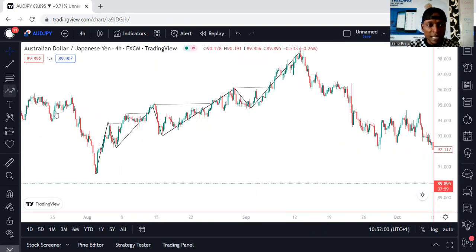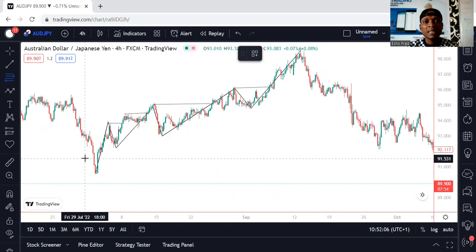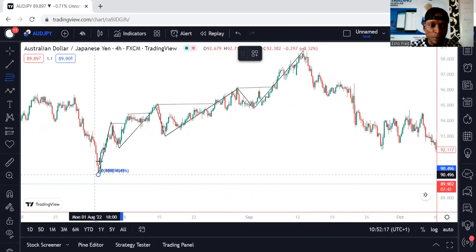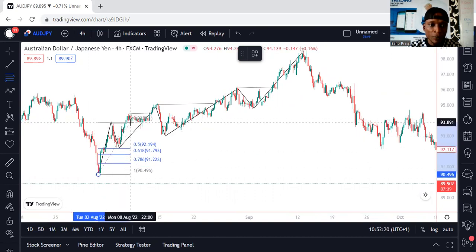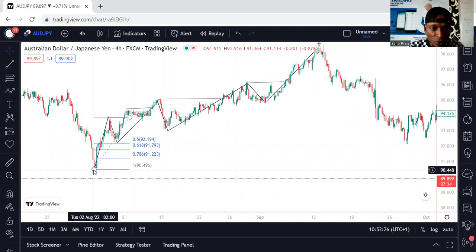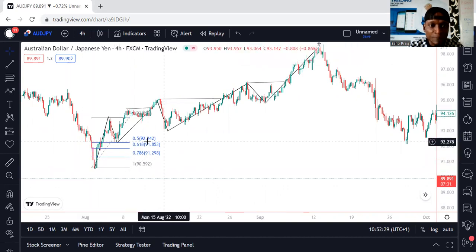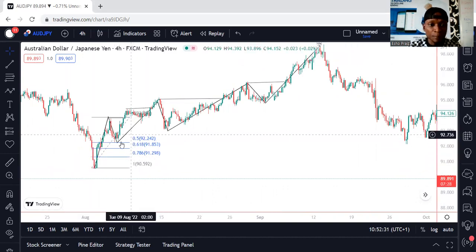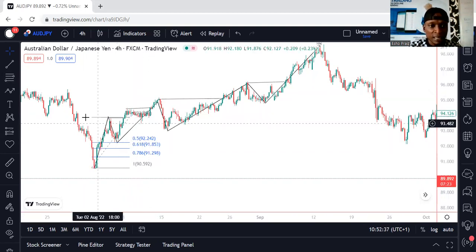So now let's talk about the Fibonacci. Bring out your Fibonacci. I told you, in an uptrend market, make sure you measure from swing low to swing high. And in a downtrend market, make sure you measure from where? From swing high to the swing low. Now we measure from here to this place. As you can see, the moment the market bounced on 50%, it started pushing to the upside.